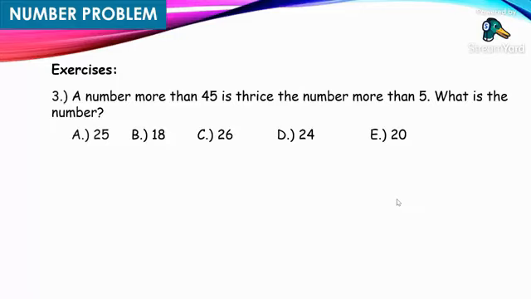Sir Michael answered B, 18. Ma'am Jane also answered 20. Ma'am Nika also answered 20. Ma'am Silva and Ma'am Jamie also answered letter E. Sir Alan answered 18. Okay, so among your answers, there are two choices: B, 18, and E, which is 20.